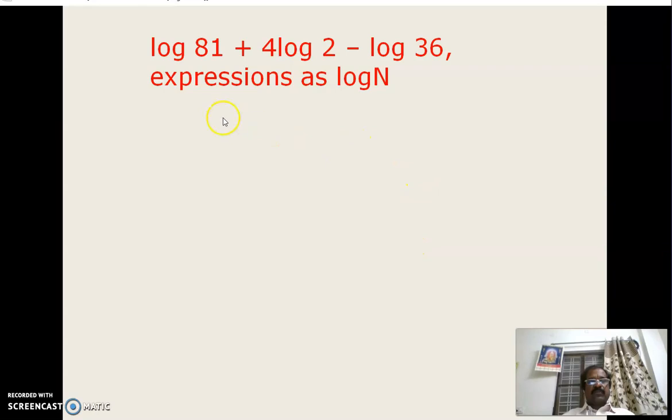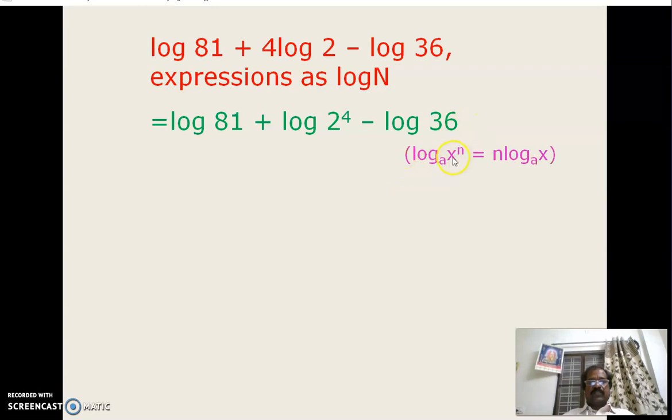In the previous two problems we expanded the logarithm. Here we convert into a single logarithm. Different logarithms are there. Apply the first property and second property of the logarithm, and third property also, so we can write it in single form. So log 81 plus log 2 to the power of 4, so third property, minus log 36. Third property: x to the power of n to the base a is equal to n into log x to the base a.